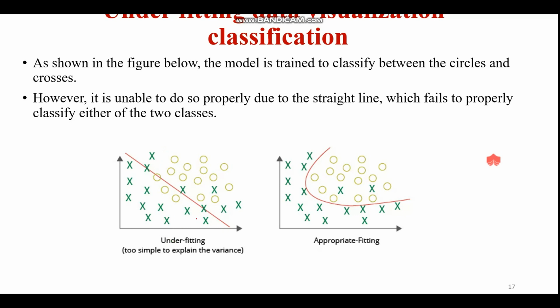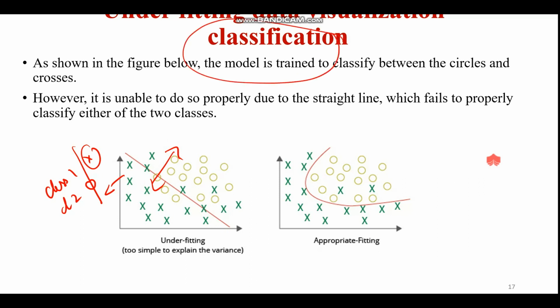This can be done with the help of a graph. Let's have a look at this plot. We have two classes here, where class 1 is the green crosses and class 2 is the golden circles. When a model is applied over it, it divides the data into two classes. This is detecting the problem of underfitting in classification with visualization.